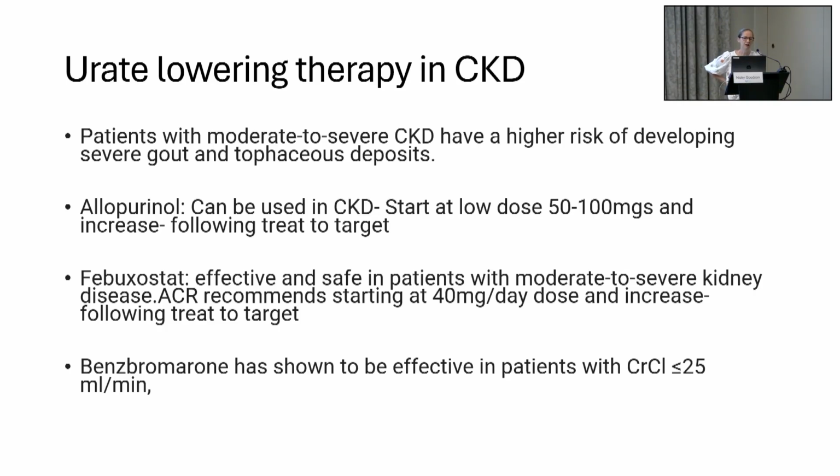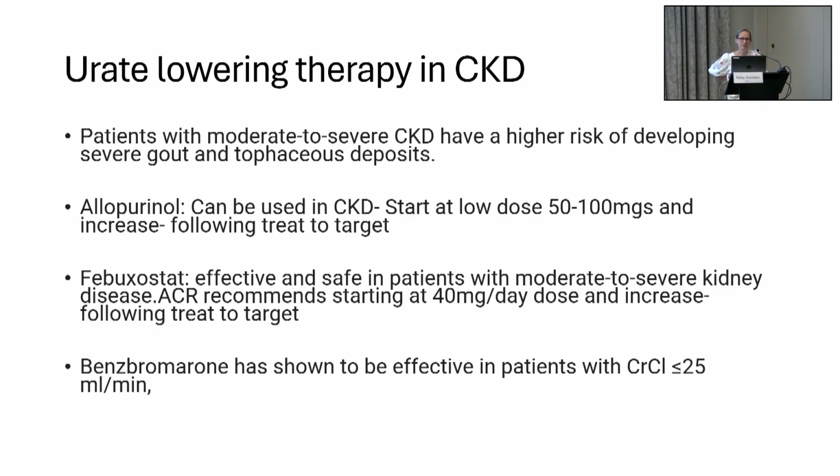And then urate lowering therapy in chronic kidney disease. Again, there are tweaks to how we manage this. So allopurinol can be used in CKD, but you're much more likely to get allopurinol reactions if you start with a higher dose of allopurinol. So recommendations are to perhaps start with a 50 milligram dose of allopurinol and titrate up following a treat-to-target protocol.